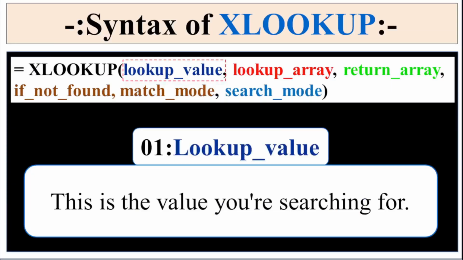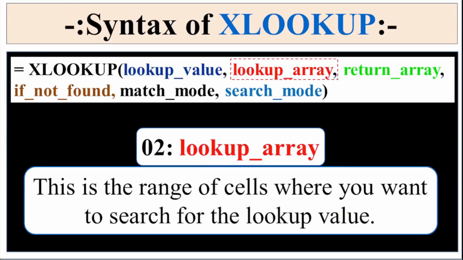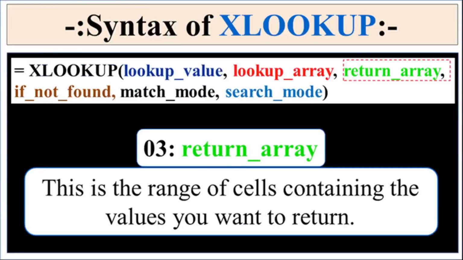Argument number 1, lookup_value. This is the value you're searching for. Think of it like the needle in a haystack. Argument number 2, lookup_array. This is the range of cells where you want to search for the lookup value. It's the haystack itself. Argument number 3, return_array. This is the range of cells containing the values you want to return. In other words, this is what you want XLOOKUP to give you back once it finds your lookup_value.